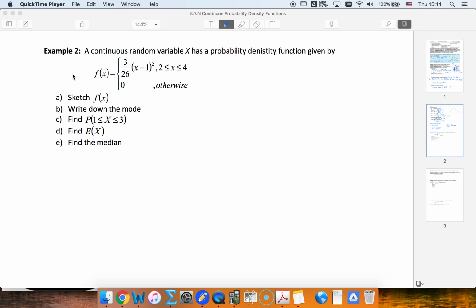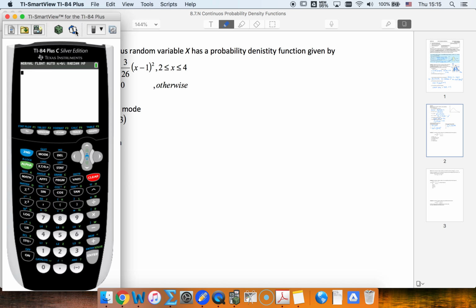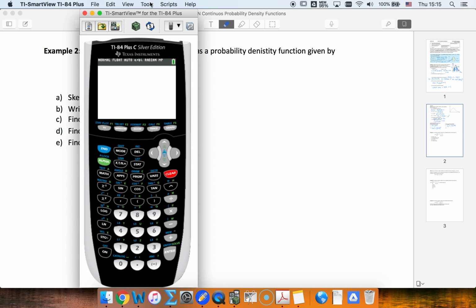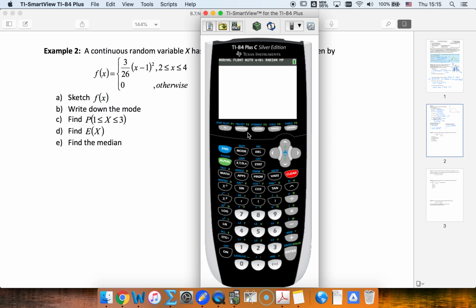All right, so now we're going to look at using our calculator to find some of these. I'm going to go ahead and graph this function because that's the first thing it tells me to do. And I'm going to show you how to put in domain restrictions in your calculator. So I'm going into my y equals. You can see I've already put this in. I've got my 3 over 26 times x minus 1 squared.